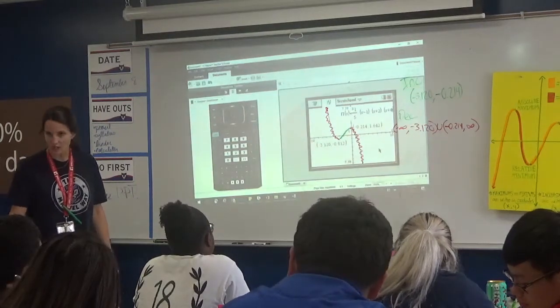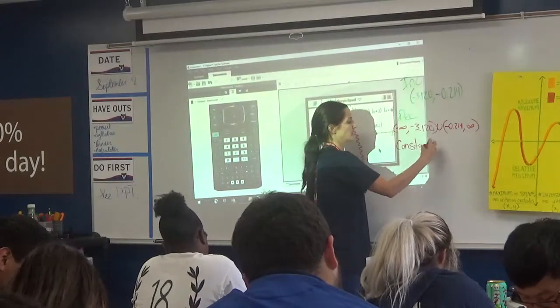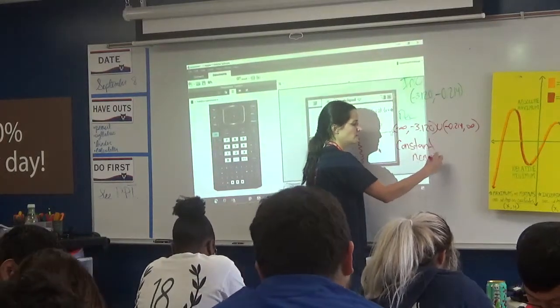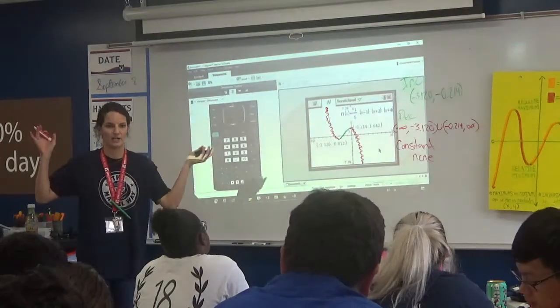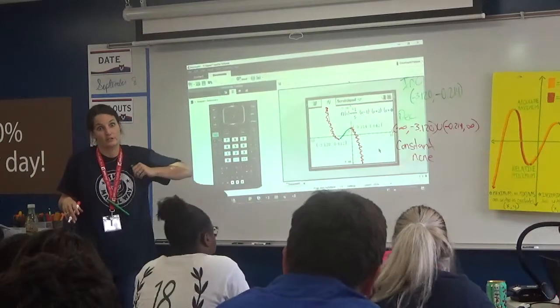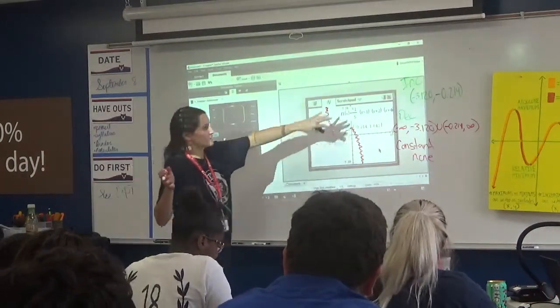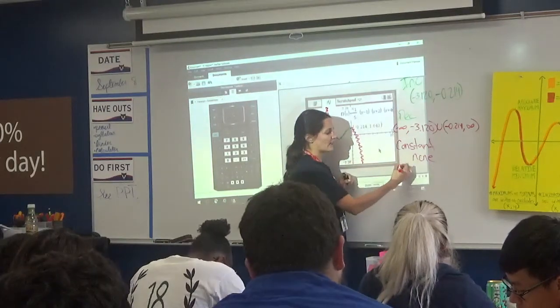Is it ever constant? No, so for constant, you can just write none. That will definitely happen. There could be times that it's increasing the whole time and not ever decreasing. So you could write none for decreasing, and increasing could be negative infinity to infinity, right? So in this case, we're going to go up and down a lot. We'll see both of these, but we might not see constant. Okay, and then last, extrema.